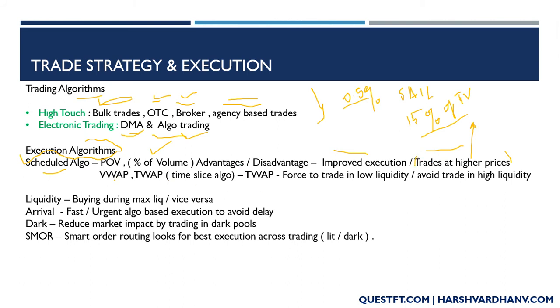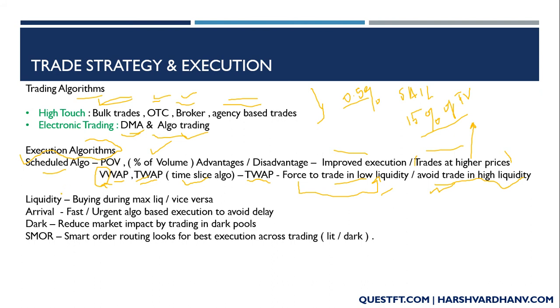Others are basically volume weighted average price and time weighted average price. Volume weighted average price will have a benefit, but time weighted average price will have a disadvantage. Since it's based on time and not on liquidity, you might be forced to trade in low liquidity and avoid trading in high liquidity, because it is not considering the volume. Volume over here means liquidity, how many shares are available for buying and selling. Since it's time weighted, not volume weighted, you might be forced to trade in low liquidity and avoid trading in high liquidity.